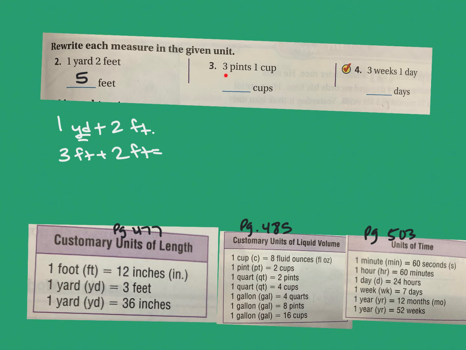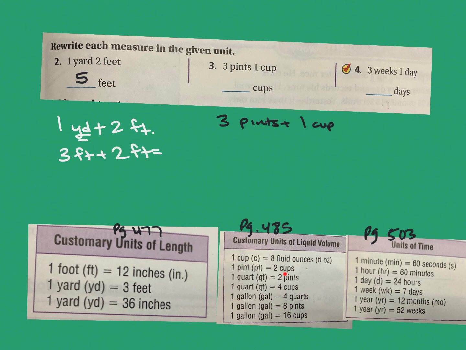Now we're looking at number 2, 3 pints and 1 cup. You can try that if you want to pause the video and give it a try and see if you're getting it or not. We're going to change it to cups. I have 3 pints plus 1 cup. Well, how many cups are in a pint?